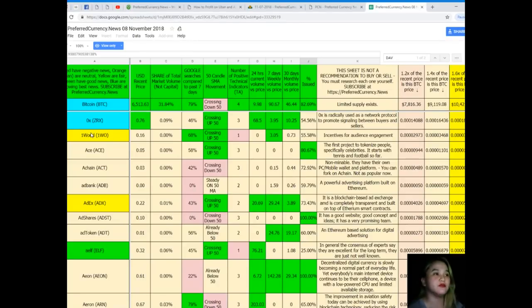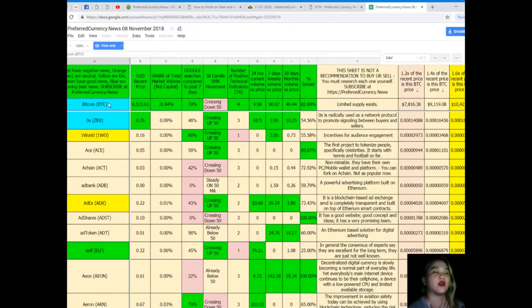And then, guys, just imagine, with one spreadsheet, you can have every detail of the coin. For example, I'll give you the best news, okay? This is just a glimpse. I'll give you a little example so that you'll be excited. So Bitcoin's USD recent price for today, as of November 8th, is 6,513.63. Share of total market volume is 31.84%. Google searches compared to the past 7 days is 79%. It's crossing down 50. Number of positive technical indicators: 4.